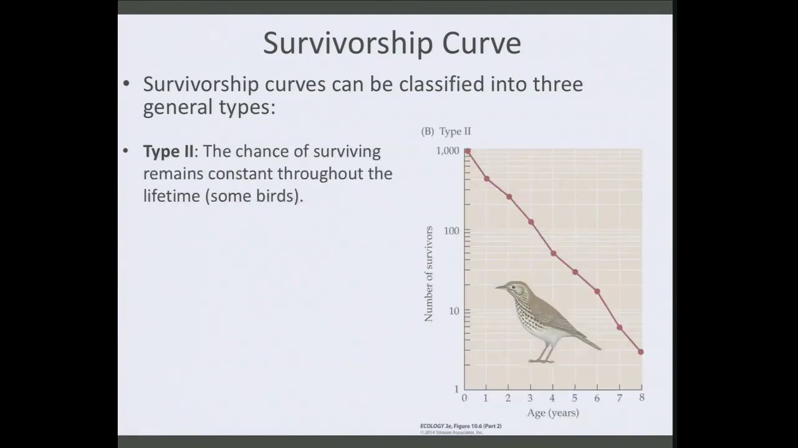A type 2 curve, as shown here, which is very common in birds, you actually have a pretty equal chance of dying throughout your life. So you're not more vulnerable late in life, you're also not more vulnerable early in life. You are pretty much equally vulnerable throughout your entire life. So this would be a type 2 survivorship curve.